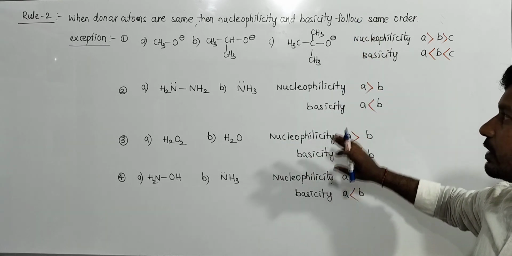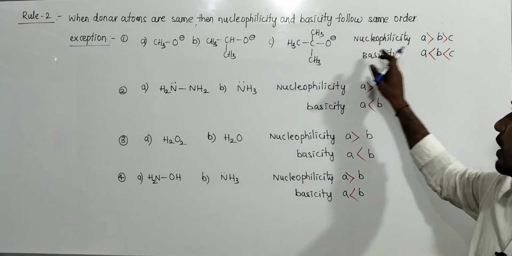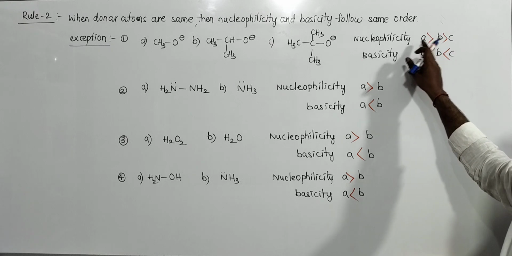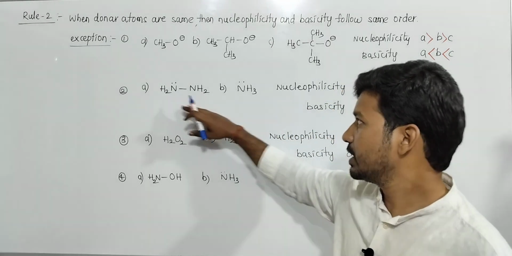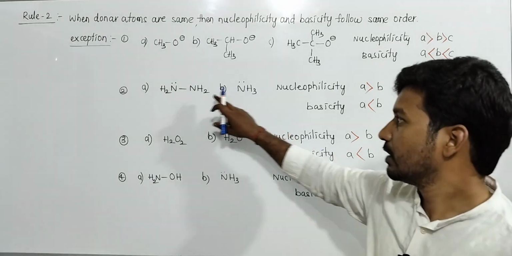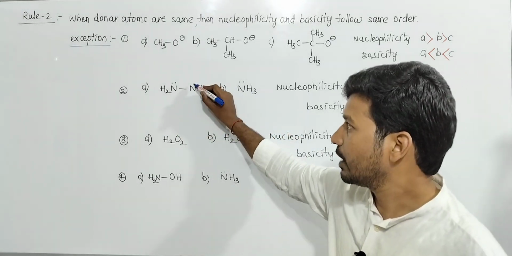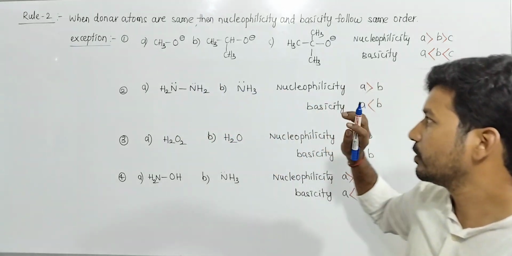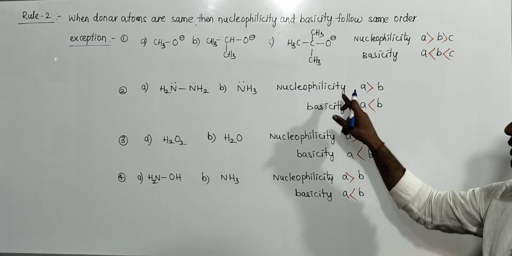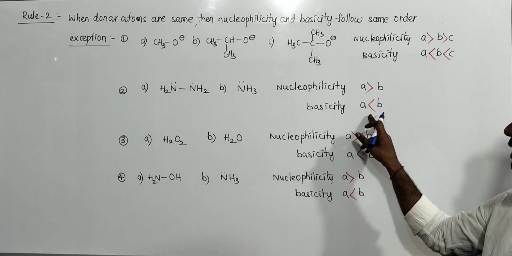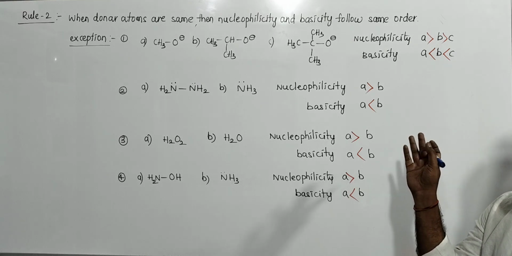These four are exceptions. Here donor atoms are the same, but they do not follow the same order. Here the order is decreasing, here increasing. In hydrazine and ammonia, the donor atom is nitrogen in both, but nucleophilicity does not follow the same order. Nucleophilicity A greater than B, basicity A less than B.